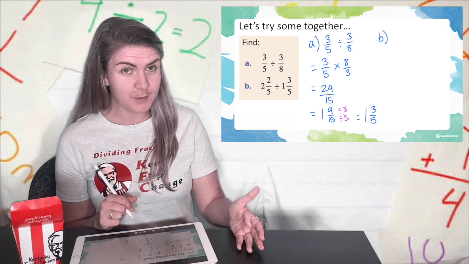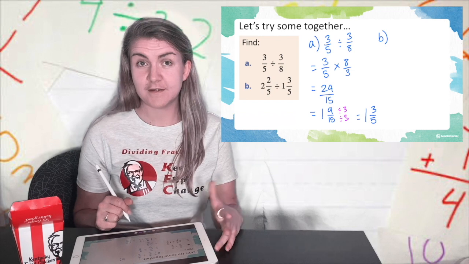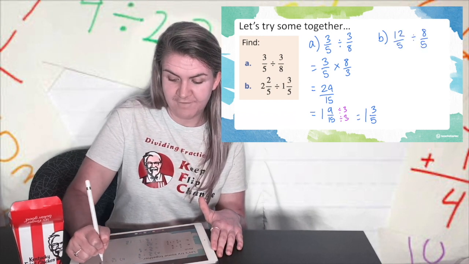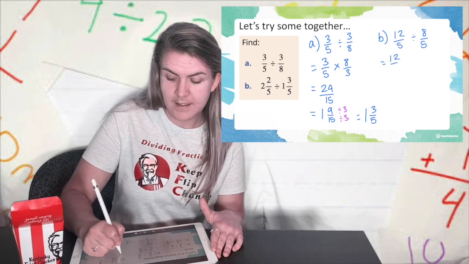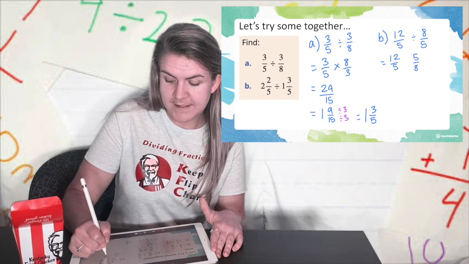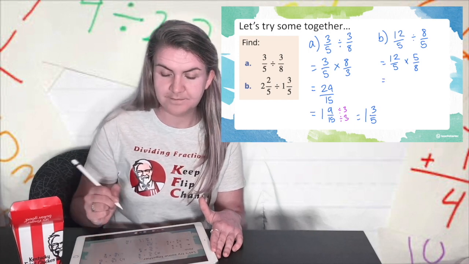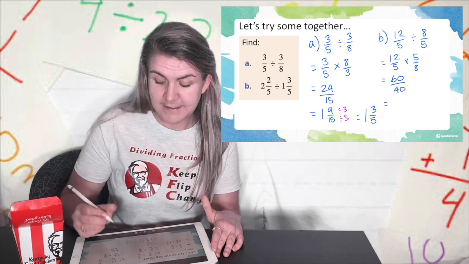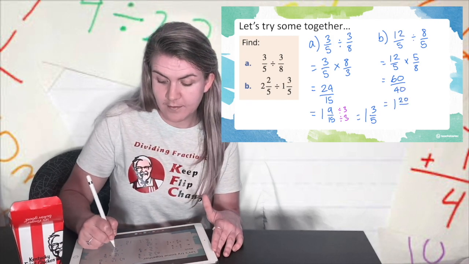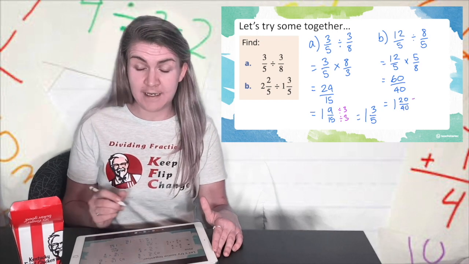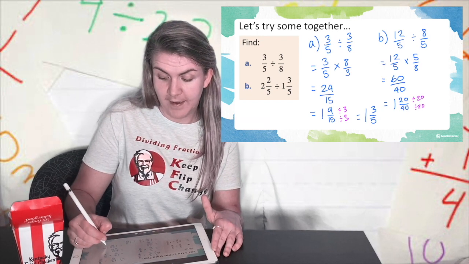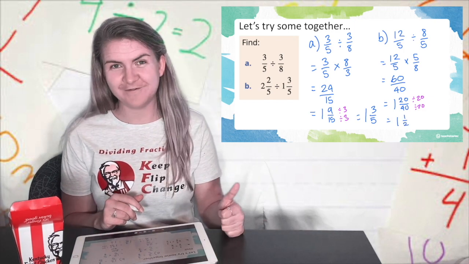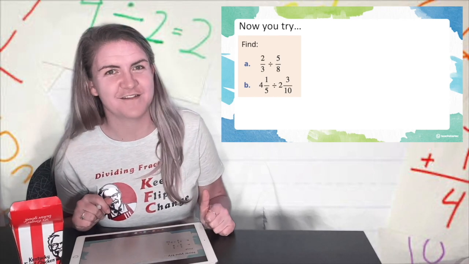For B, I have 2 2/5 divided by 1 3/5. Now I need to convert them into improper fractions, which is 12/5 divided by 8/5. Now I KFC. Keep the first one the same, flip the second one, and change to a multiplication. 12 times 5 is 60. 5 times 8 is 40. How many times does 40 go into 60? That's 1 with 20 left over. Now I can see that both 20 and 40 can be divided by 20. That leaves me with 1 and 1/2. You try dividing some fractions by fractions using KFC.